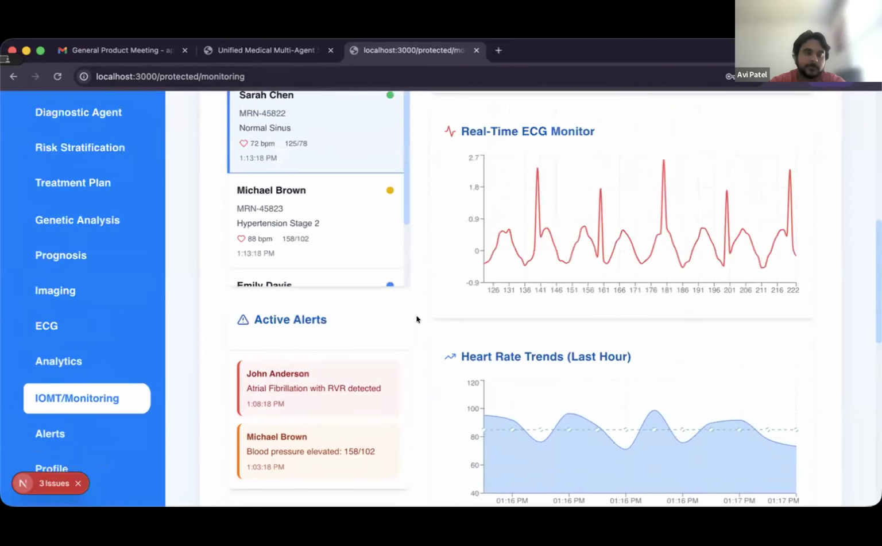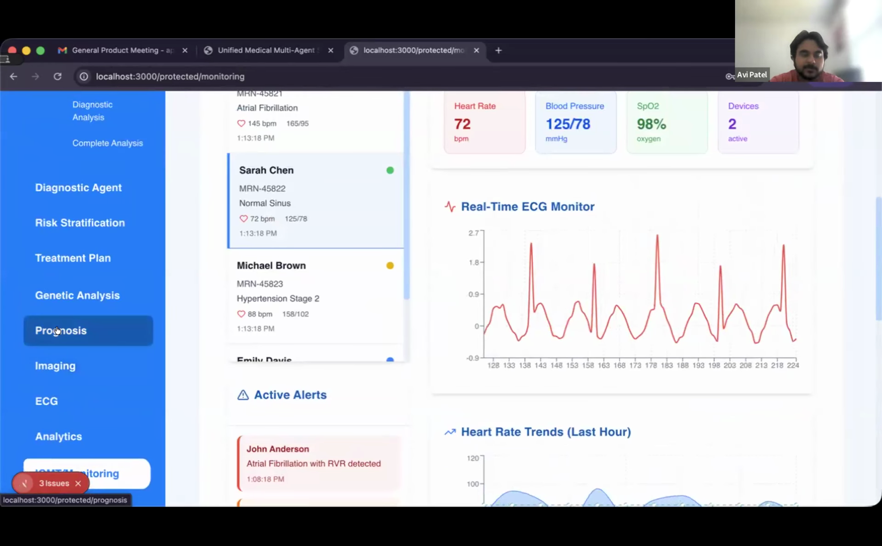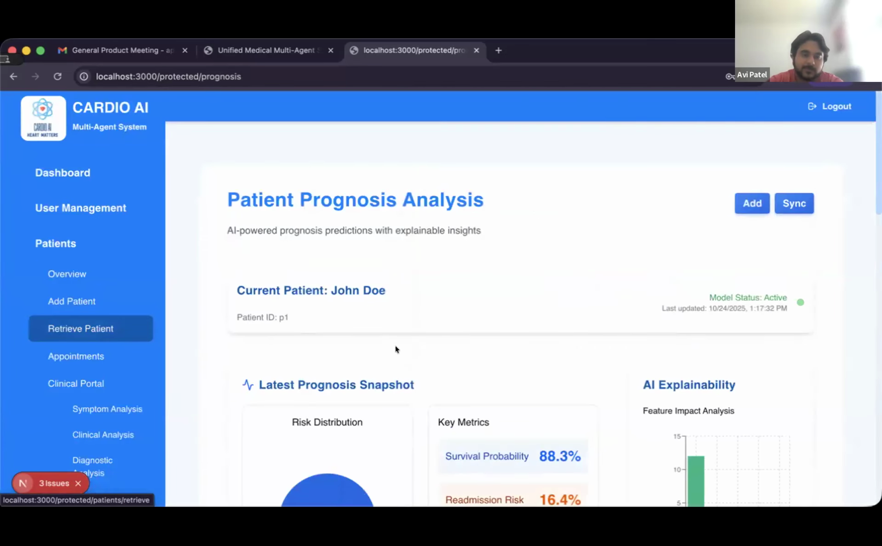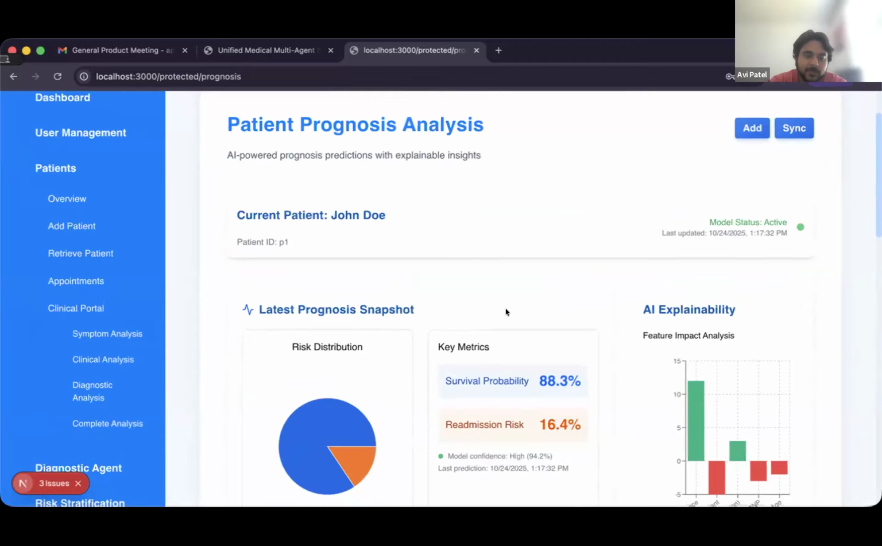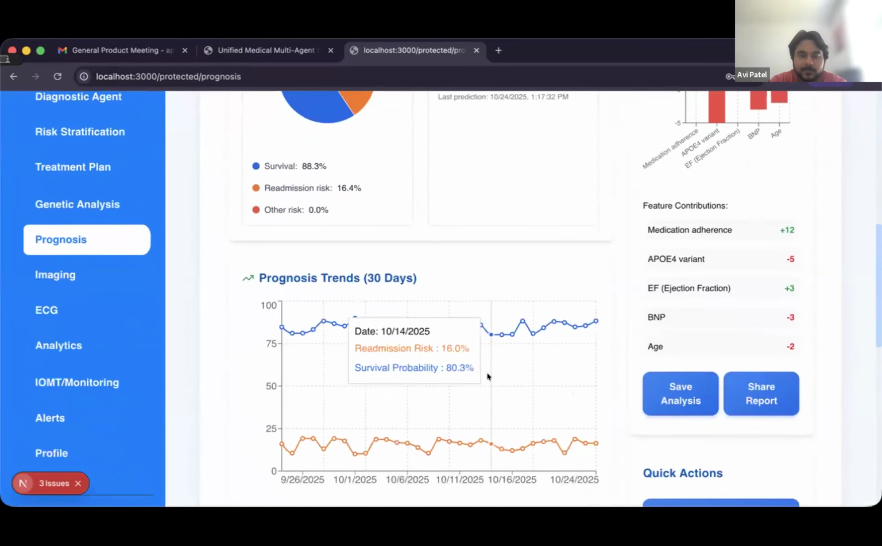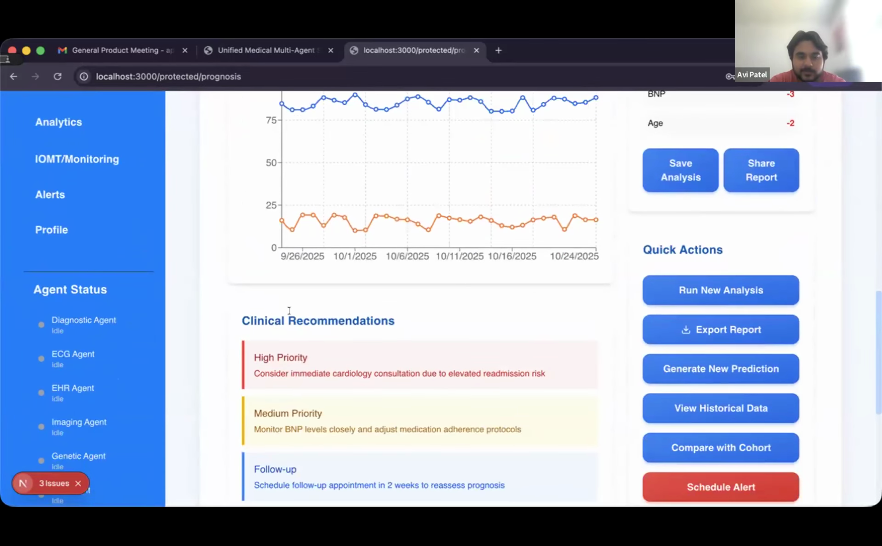All right, so our next major core feature would be the prognosis. And this prognosis will be available for each patient. So our current patient is John Doe, and you'll be able to see their survival probability, their readmission risk, and any other risks that have been calculated using his data. So currently you can see the prognosis trends for the past 30 days, their readmission risk and survival probability, and you'll be able to see clinical recommendations for that specific patient.